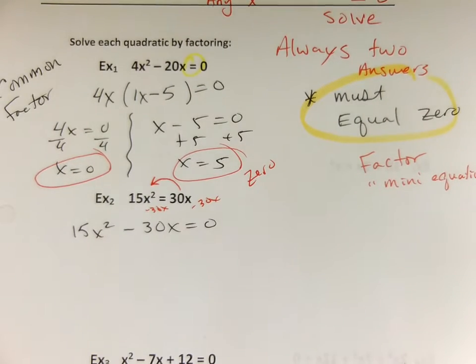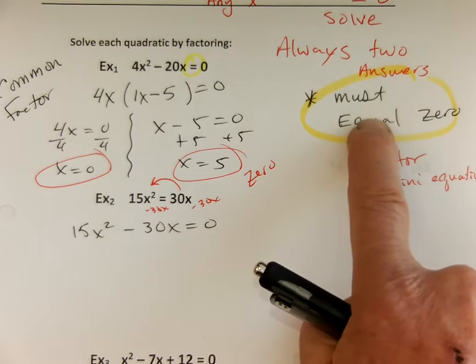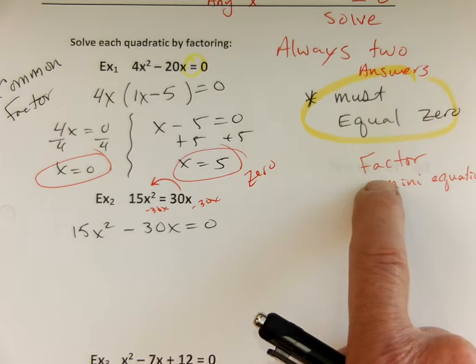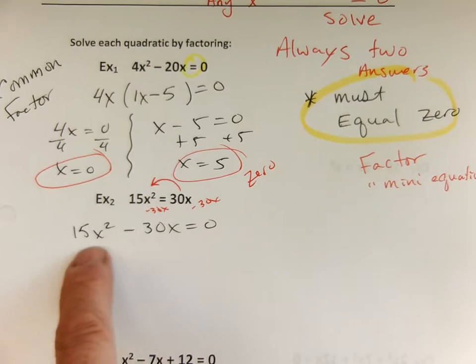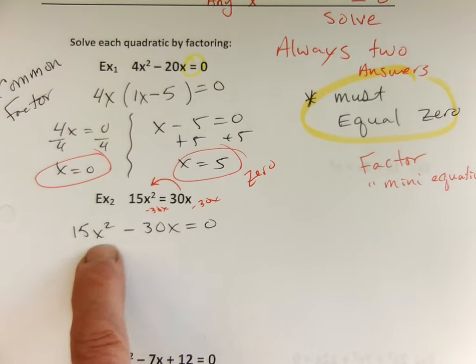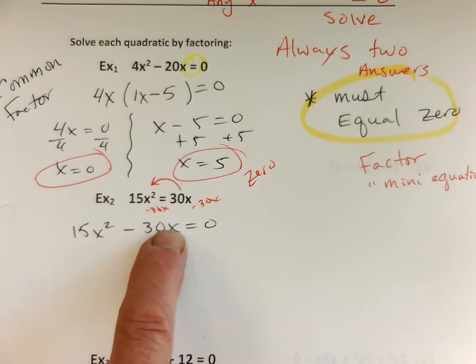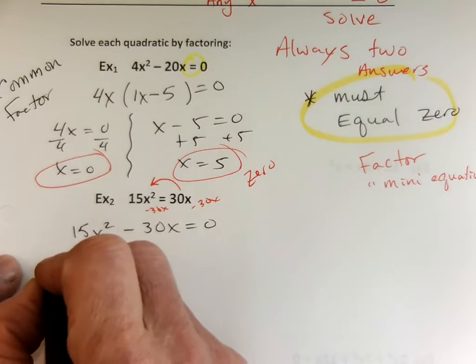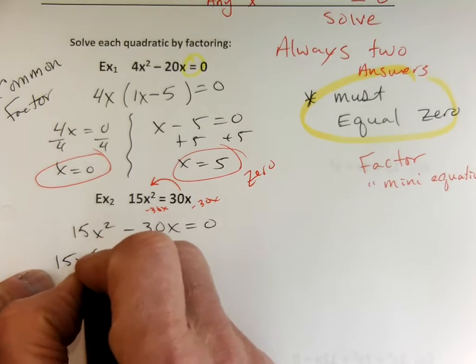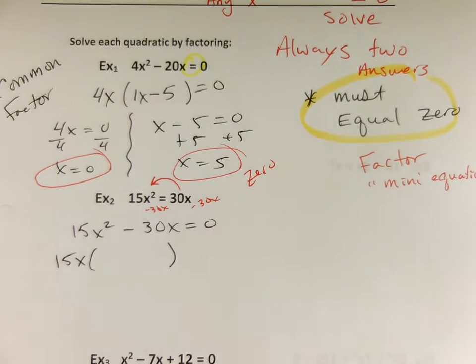Now, first thing, it must equal 0. Second thing, factor. So again, it's a binomial, it's not a trinomial. So I'd ask myself, what do they have in common? Go ahead, Grace, what do they have in common? Don't they have a multiple of 15? You guys agree, multiple of 15 and x. So if they have a multiple of 15 and an x in common, I can common factor out the 15x.